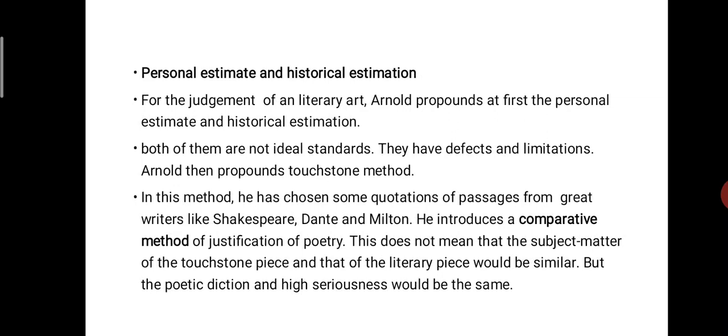Arnold then propounds the touchstone method. In this method, he has chosen some quotations and passages from great writers like Shakespeare, Dante, and Milton. He introduces a comparative method of justification of poetry. So, the justification of poetry should be done with the comparative method. This does not mean that the subject matter of the touchstone pieces and that of the literary piece would be similar, but the poetic diction and high seriousness would be the same.